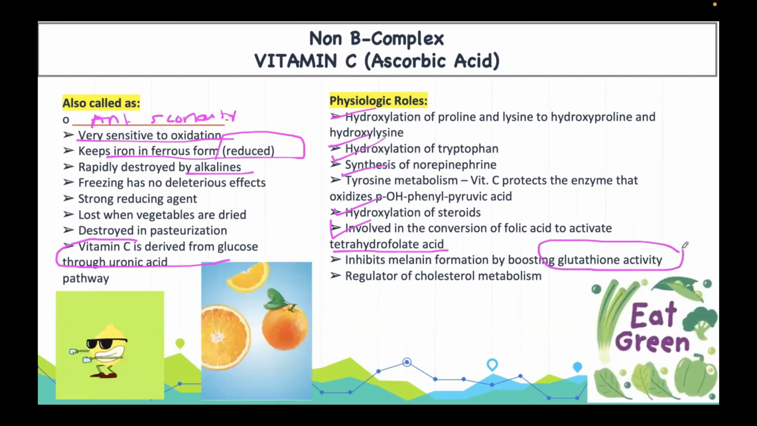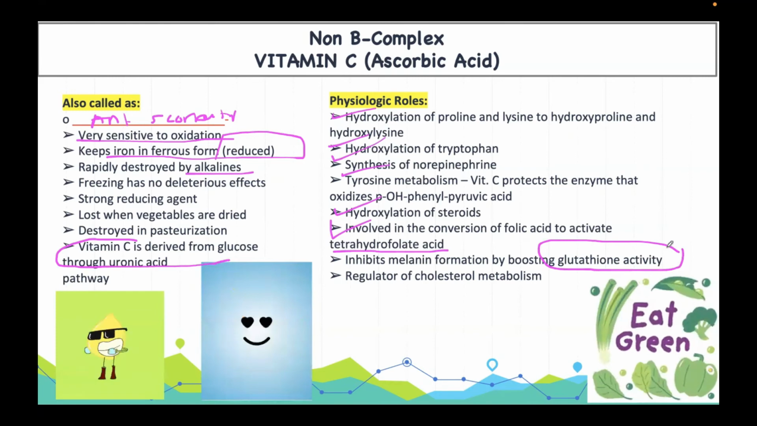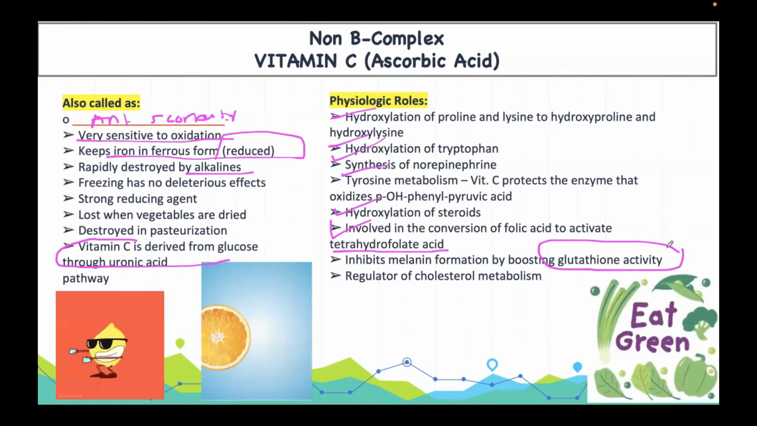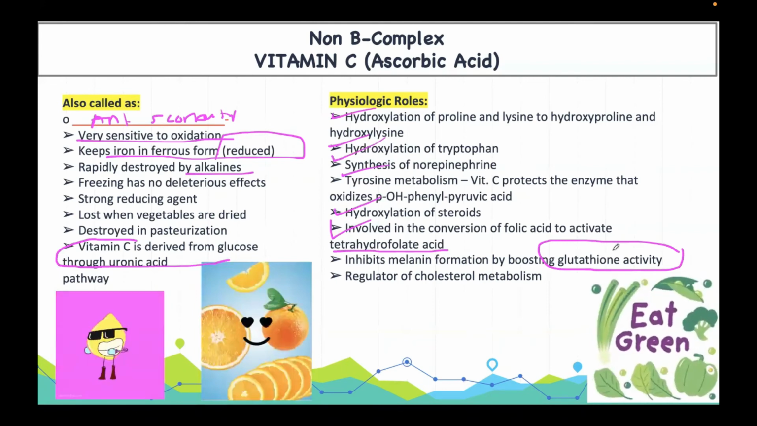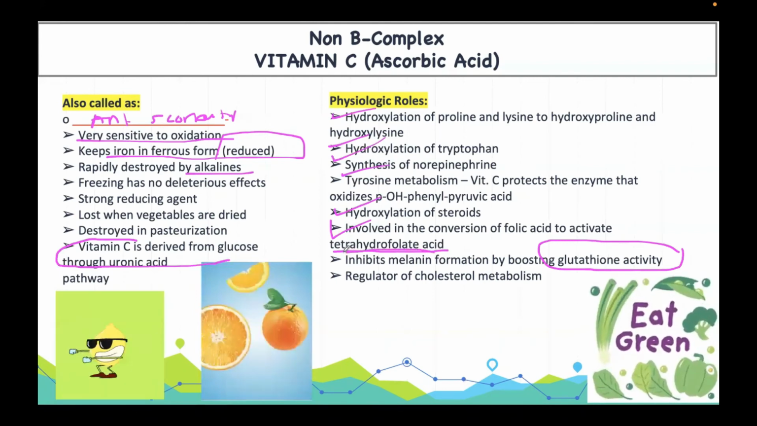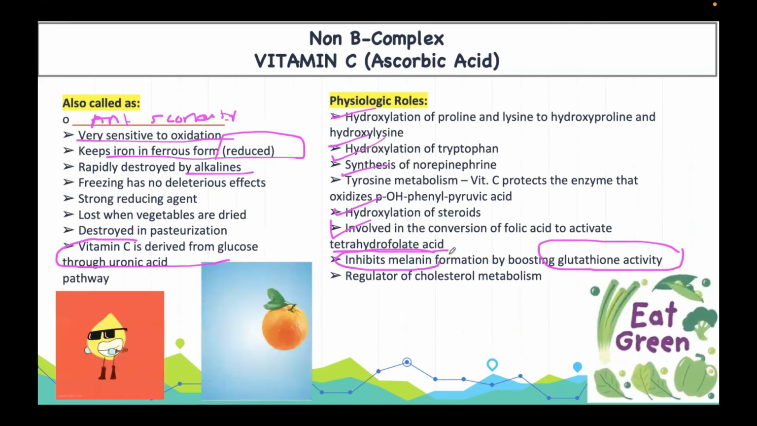So kung matatandaan ninyo, yung mga nagpapaturok ng gluta, laging may kasama po sila na vitamin C associated doon sa kanilang mga glutathione na ini-inject parating may vitamin C. Bakit? Because it inhibits melanin formation by boosting your glutathione activity. So parang, diba yung melanin natin, yun yung nagbibigay ng dark pigment sa ating mga skin. So it inhibits the melanin formation by therefore siya yung nagbo-boost. Siya yung nagbo-boost doon sa glutathione activity na ini-inject doon sa patient. Okay? It is a regulator of your cholesterol metabolism.